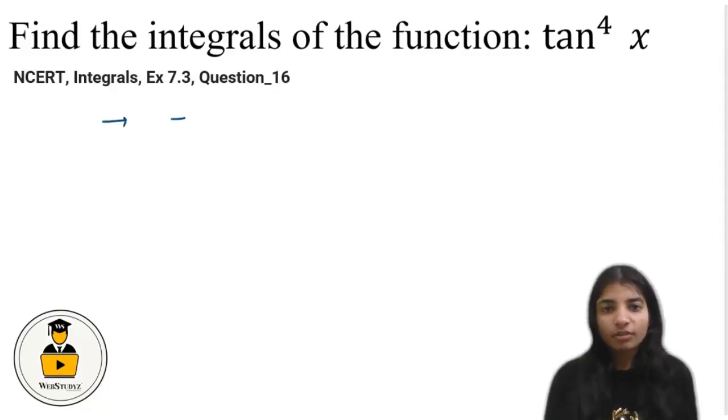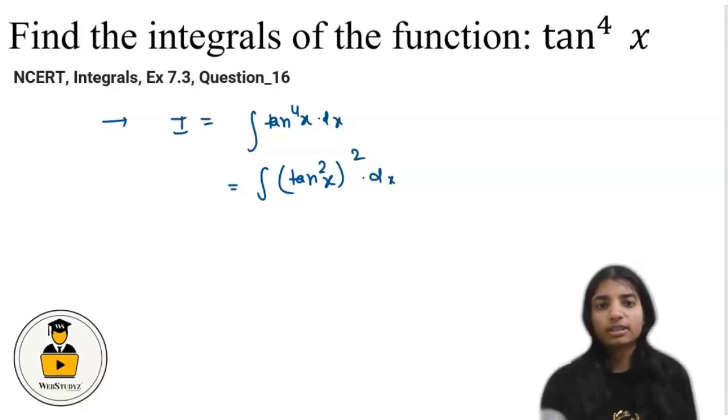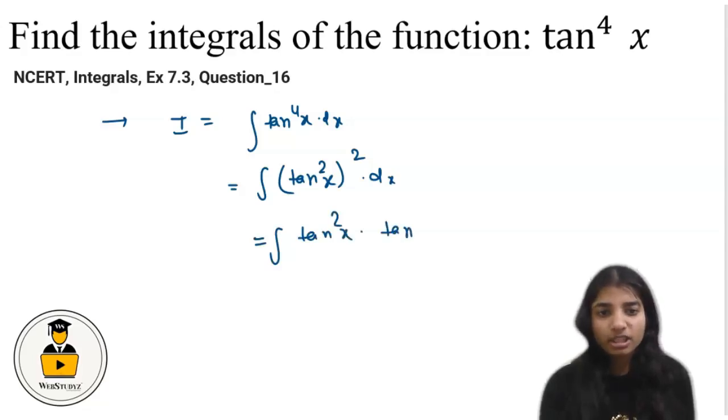In this question we have to find out the integral of the function. So I is equal to the integral of tan^4(x) dx. We can write this as tan^2(x) multiplied by tan^2(x) dx, that is, tan^2(x) multiplied by tan^2(x), which is further multiplied by dx.